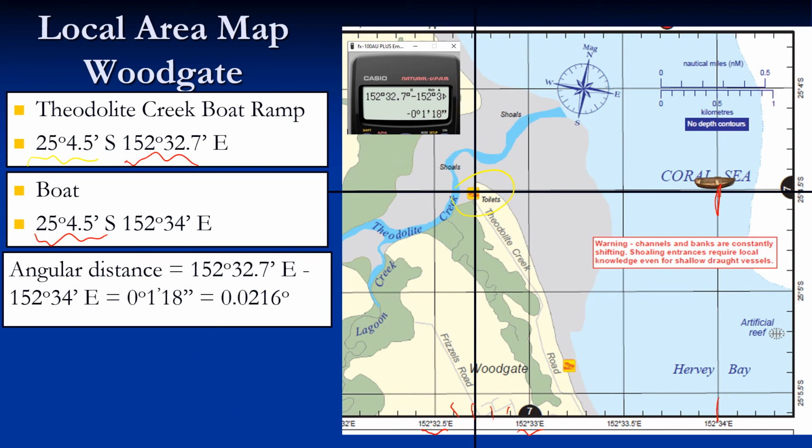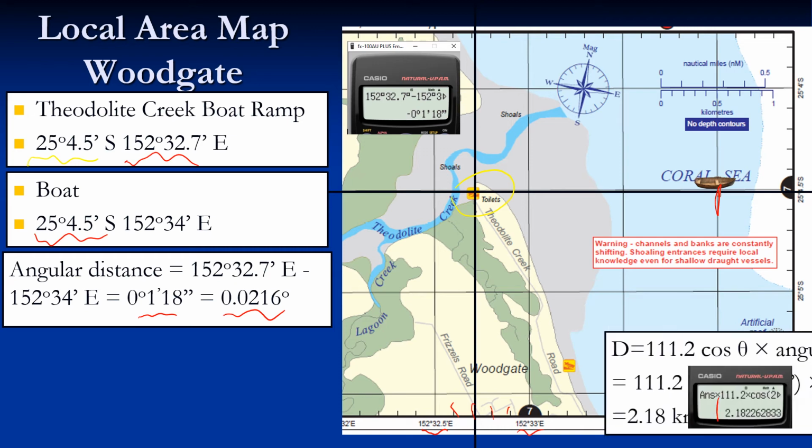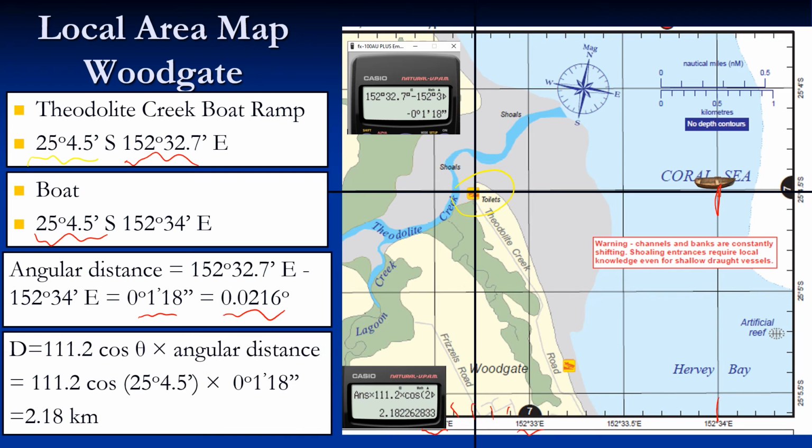Now to calculate the angular distance, we can just put that into our calculators and use the degrees, minutes and seconds button, and we'll end up with 1 minute and 18 seconds difference. Now you'll notice that I haven't really mentioned seconds before, so what you can do is press that degrees, minutes and seconds button again to get it back to decimal degrees. So 1 minute and 18 seconds is like saying 0.0216 degrees.